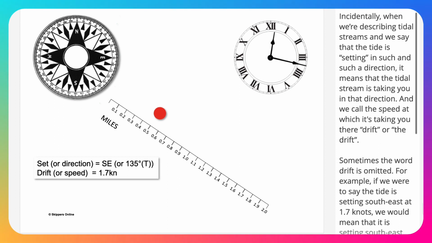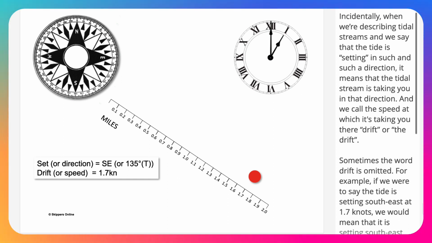Incidentally, when we're describing tidal streams and we say that the tide is setting in such and such a direction, it means that the tidal stream is taking you in that direction. And we call the speed at which it's taking you there drift, or the drift. Sometimes the word drift is omitted.